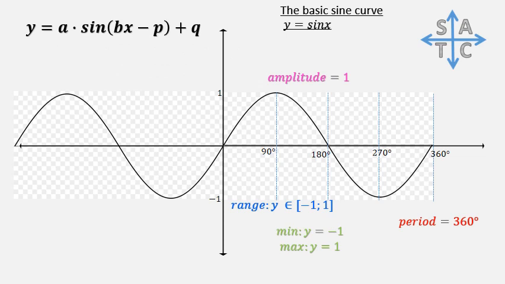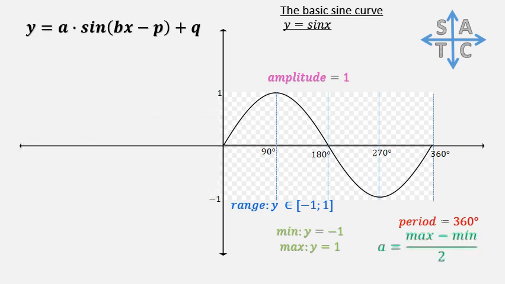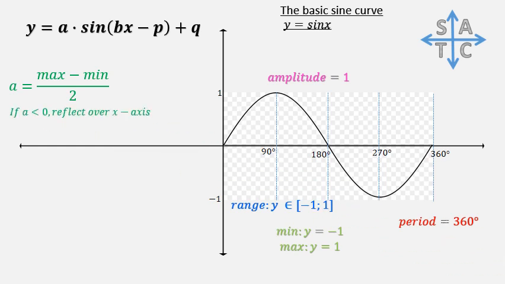The general formula for the sine curve includes those 4 unknowns, A, B, P, and Q. Your A is your amplitude, which is your max minus your min divided by 2. And if A is a negative number, you must know that this curve won't have a mountain, then a valley. It will first have a valley and then a mountain because of the reflection over the x-axis.